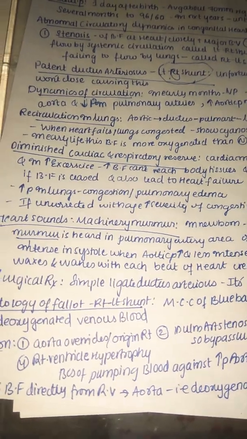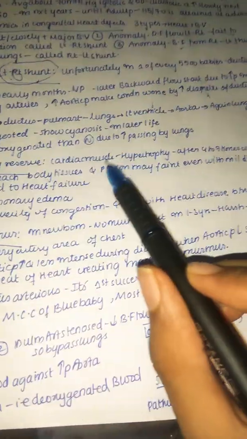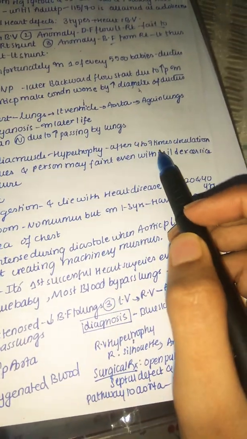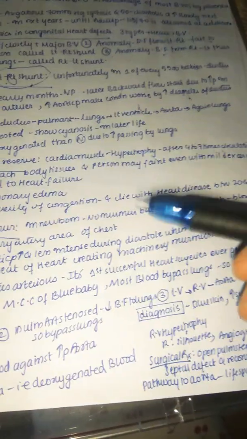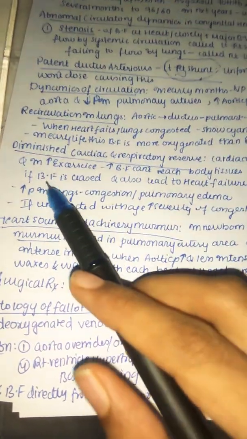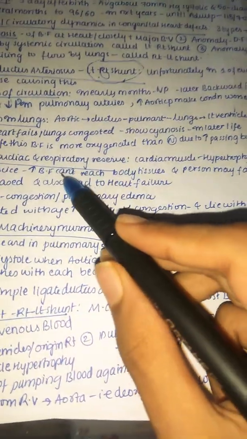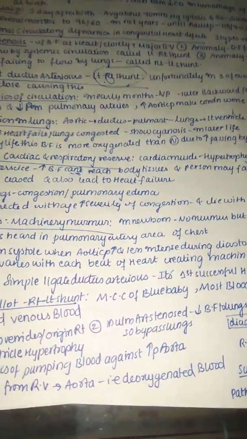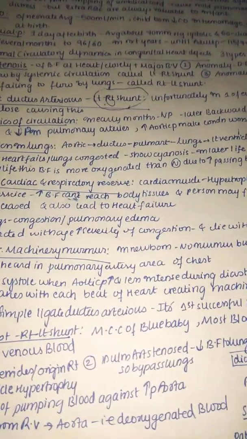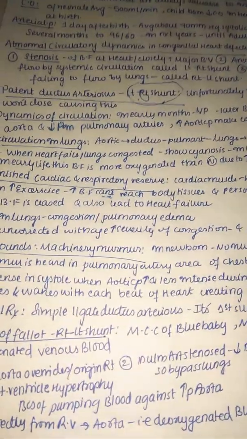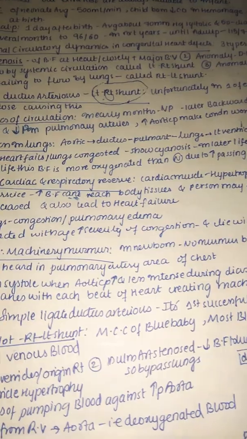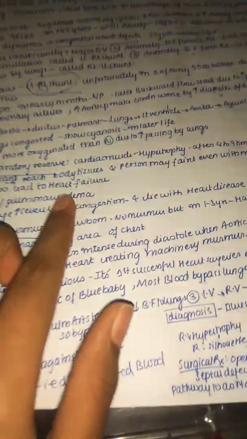And next, let us see the diminished cardiac and respiratory reserve. So cardiac muscle may undergo hypertrophy after repeated circulation in this case. And whenever the person does heavy strenuous exercise, the increased blood flow can't reach the body tissues, because whenever you're doing heavy exercise there is a higher requirement of oxygen and also a higher requirement of blood flow, but in this case you can see the blood is not able to enter into systemic circulation, so the person may not get higher blood flow during exercise, and the person may faint even with mild exercise, because there is no sufficient blood flow to the body.